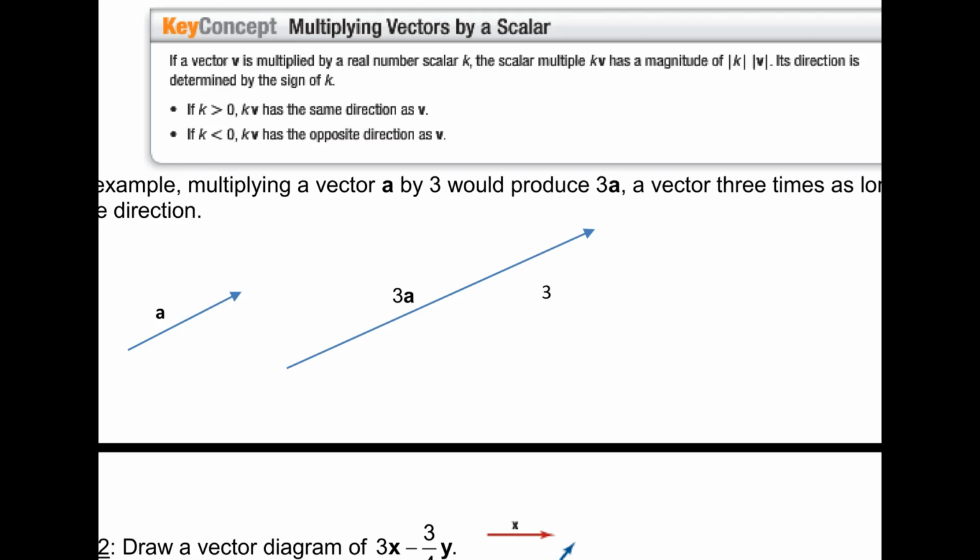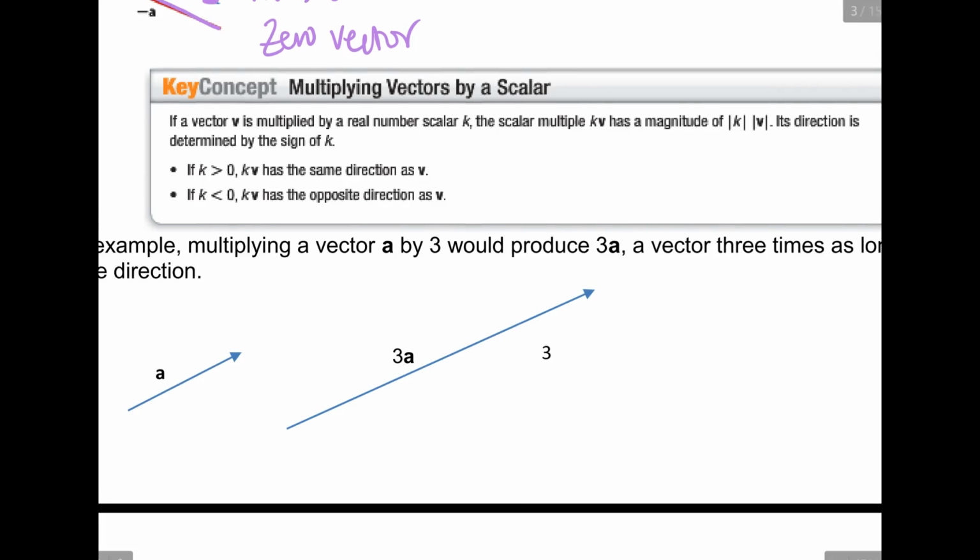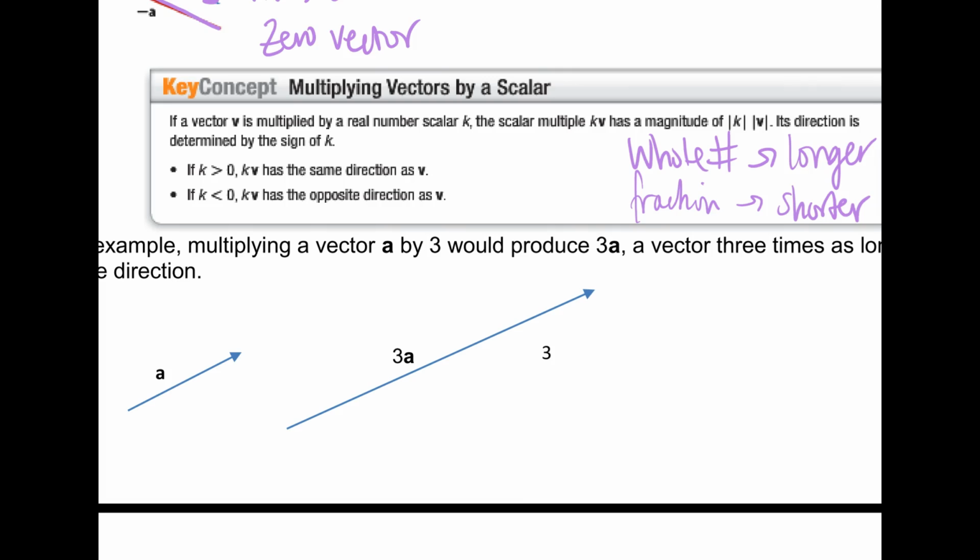That's kind of what I was talking about. If you are multiplying by a whole number, it gets longer. It's a bigger magnitude. It's a longer vector. If you're multiplying by a fraction, a number less than 1, it gets a shorter vector. It's a smaller magnitude. For example, multiplying vector A by 3 will produce 3A, a vector 3 times as long, but in the same direction.